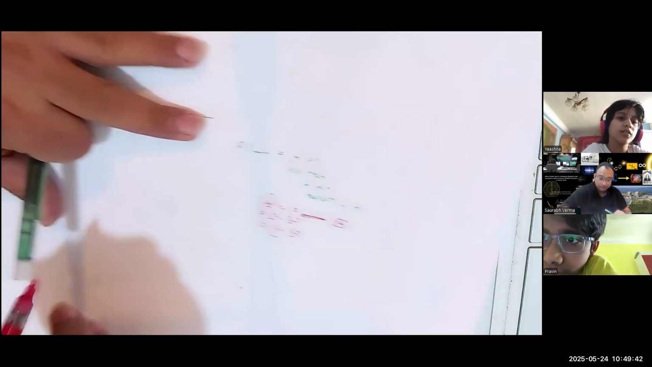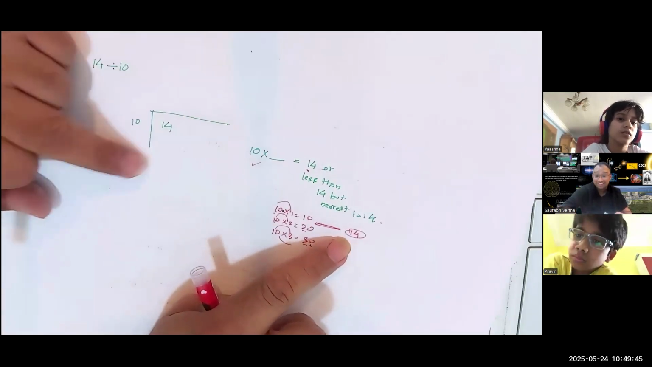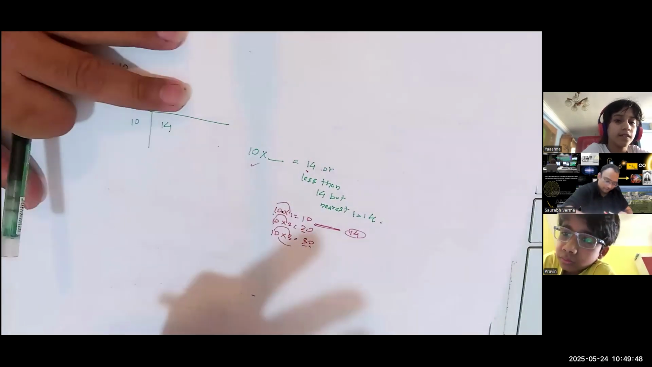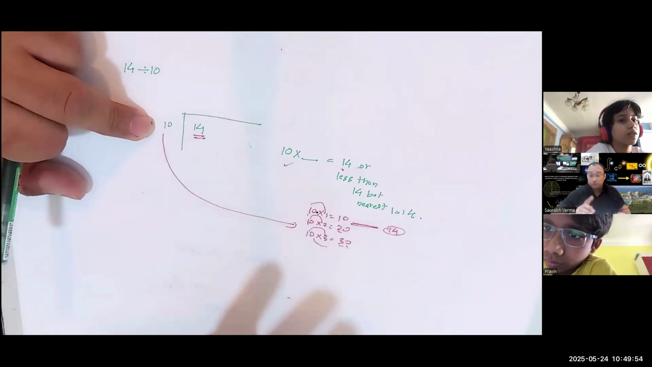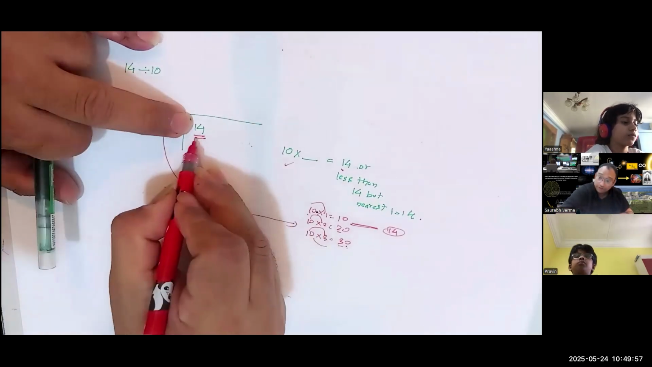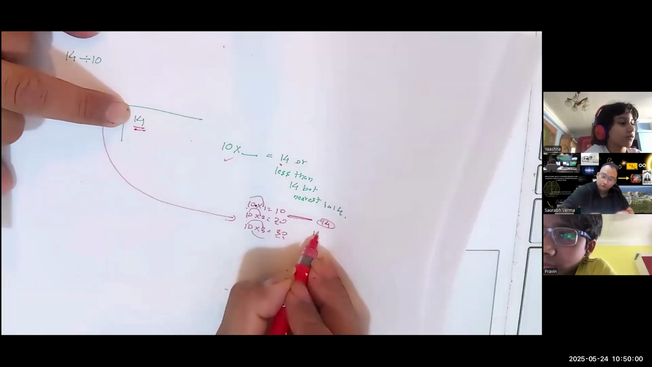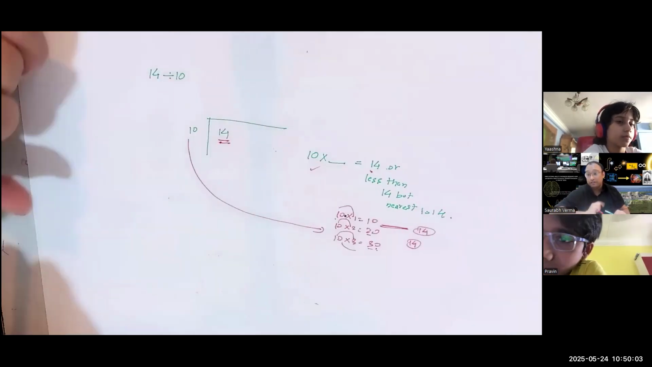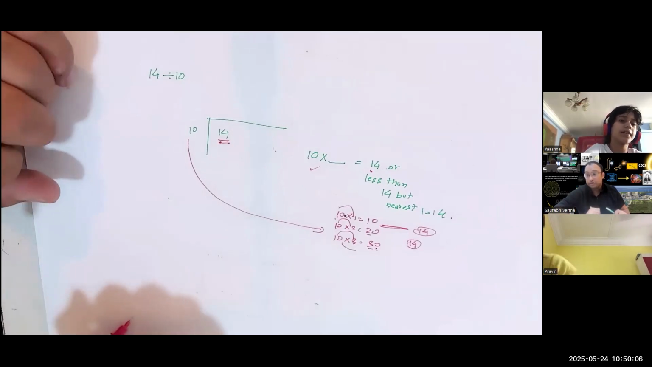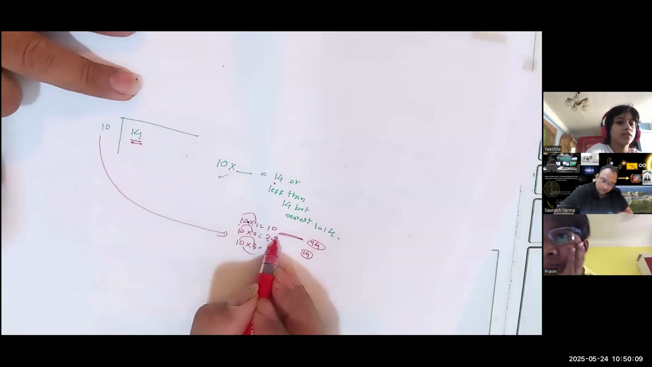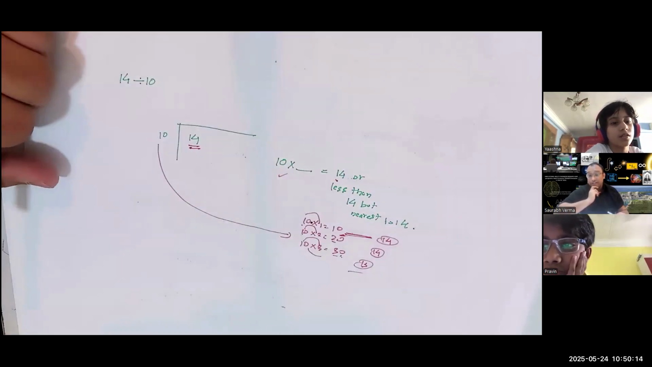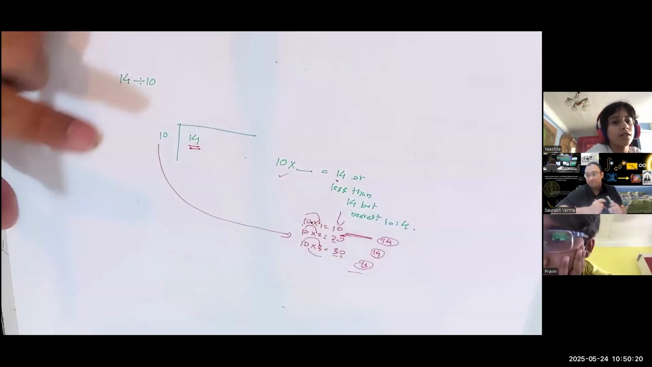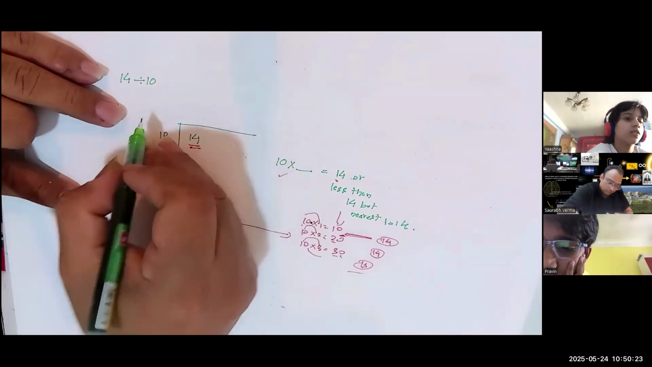Is it 3? How 3? Wait, near to 14. This 14 number is there, so I need to see the times table. In the times table, you have to find either equal to 14 or less than 14, but most near to 14. You can see 13, but 13 is not in the times table of 10. 12 is also not there, 11 is not there. So 10 is there. 10 is the most nearest in the times table.